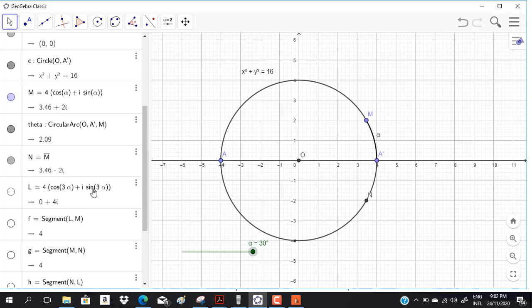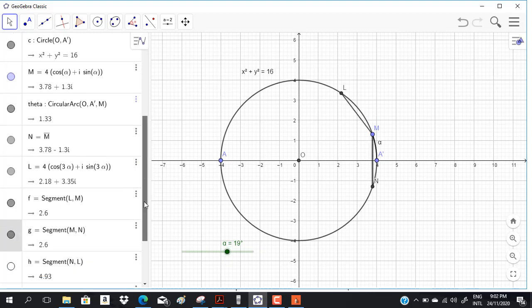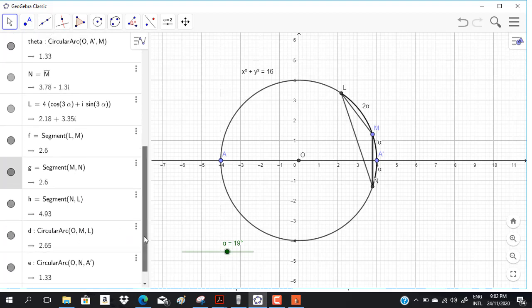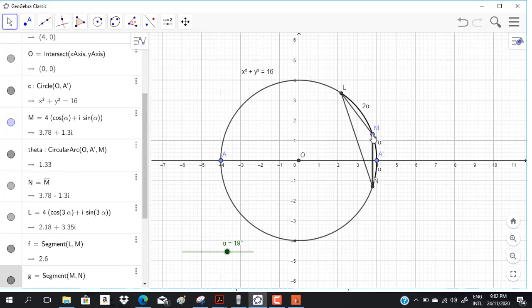The point L of angle 3 alpha. This is the point L. I located point L and connected them by segments and arcs. This is the point M of angle alpha, and N is symmetric to M with respect to the x-axis. And the point L is the point on the circle with angle equal to 3 alpha. So if this angle is 20, for example, then the angle A prime OL will be 60.